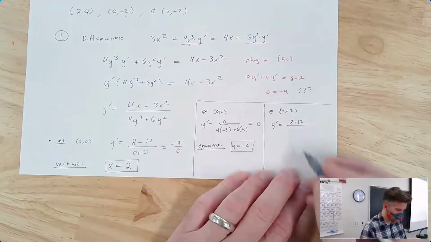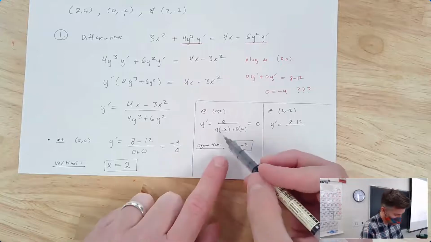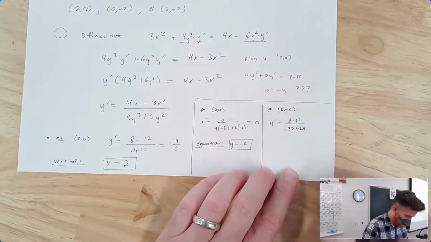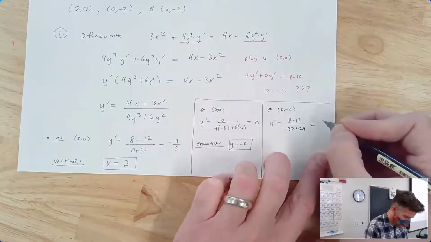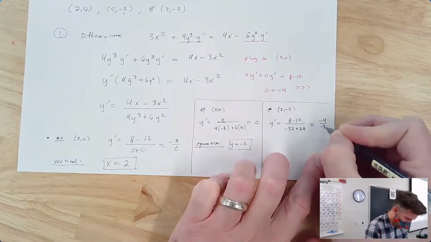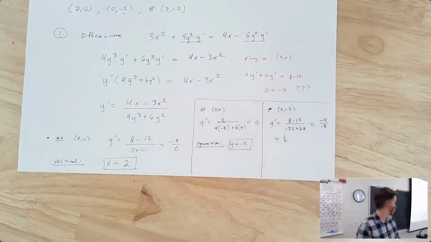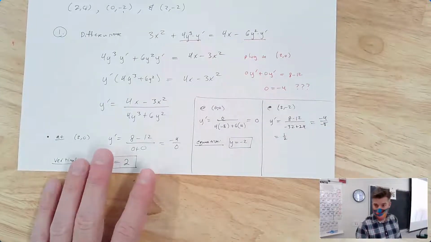We plug in -2 for y. I guess I should have done the work. Plug in -2 for y, we get -32 plus 24 on the bottom. It ends up being -4 over -8, which is positive 1/2. So the slope is 1/2.